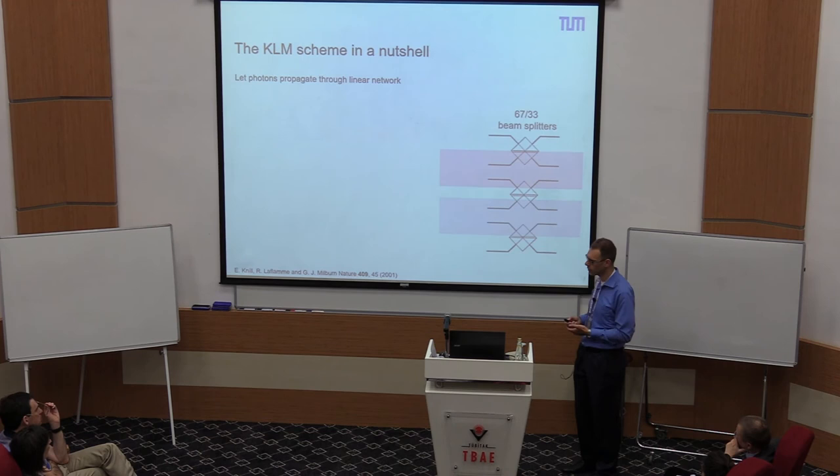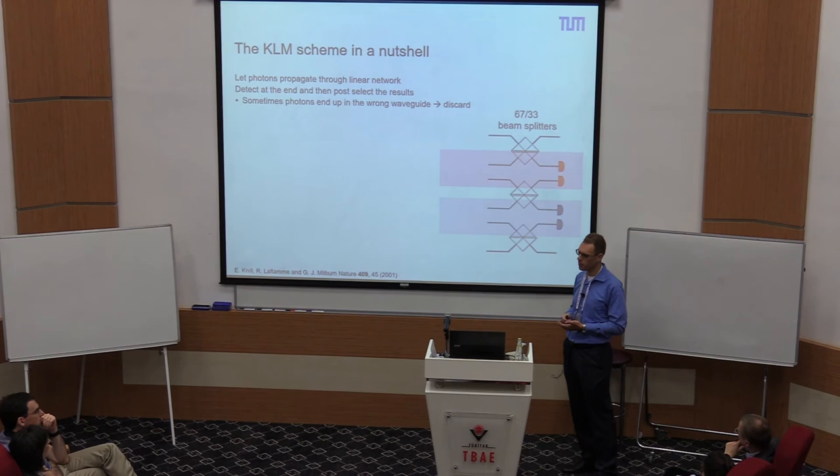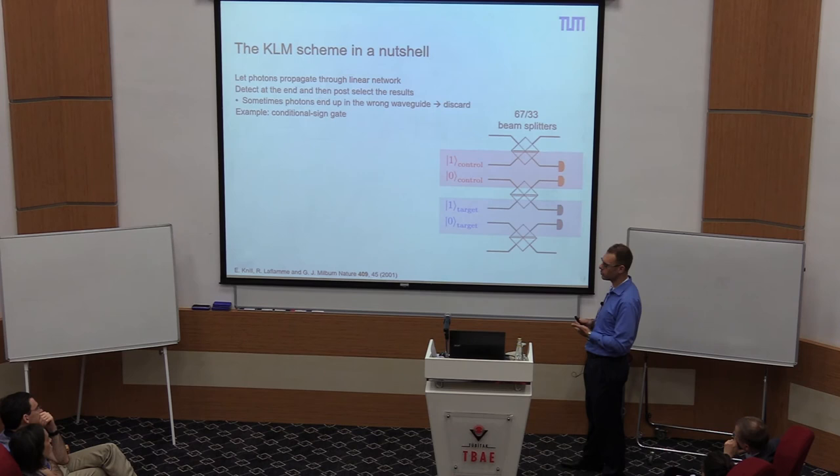So what we can do is we can place detectors at the end. And if we realize that the experiment didn't go well, if the photon ended up, for example, here, then we simply repeat the experiment, and we continue. So actually, this simple photonic network that I'm showing you here is already a two-qubit gate. This is the so-called conditional sign gate, where here you have a control qubit, and this is the target qubit.